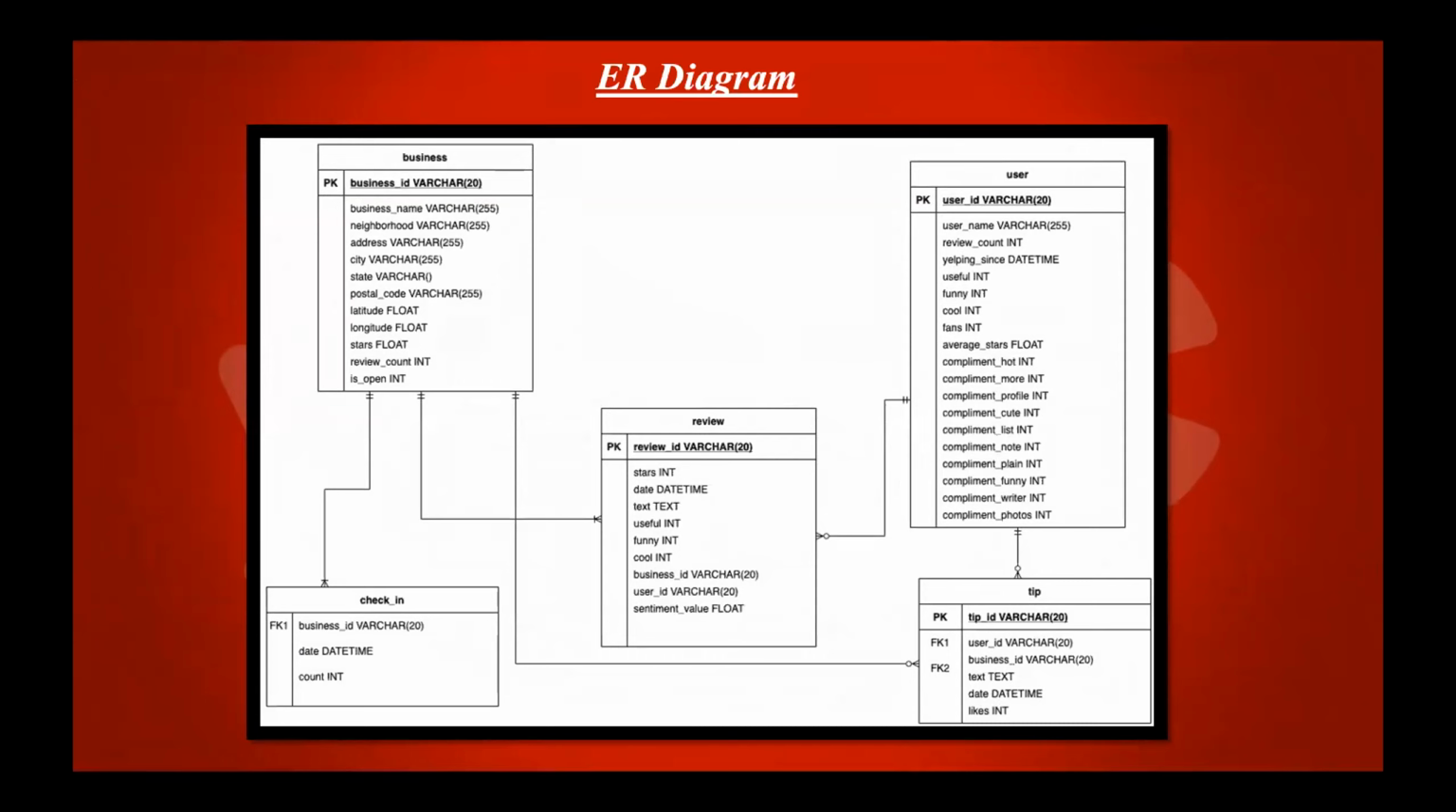So here is our ER diagram. Basically, Yelp review analysis is based on the reviews given by the users for different kinds of businesses. Here are a few essential entities: business, review, users, check-in, tip, etc.